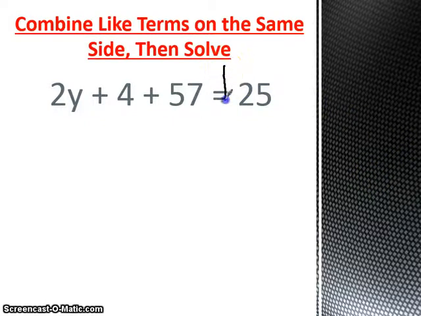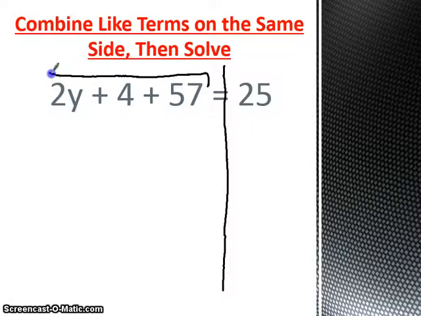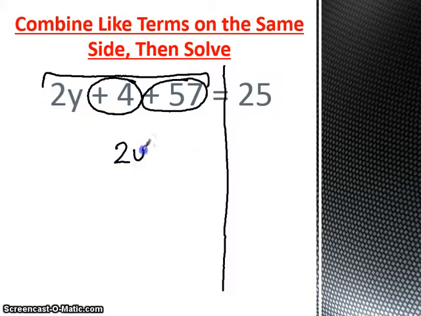Now, if you look at the left side of this equation with the algebraic expression, you can see that there is only one variable on this side of the equation, but there are still like terms here with the constants. So like terms do not always have to be the variable. They can be just the constants as well. So we just bring 2y down because there's no terms like it. Positive 4 and positive 57 make positive 61, and that's equal to 25.